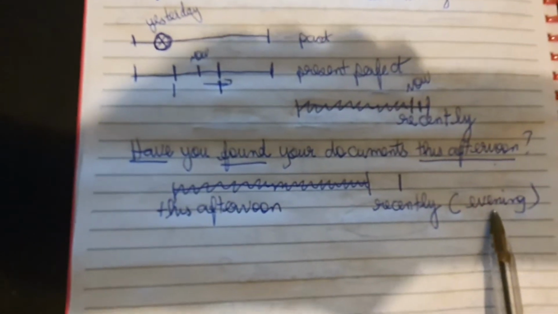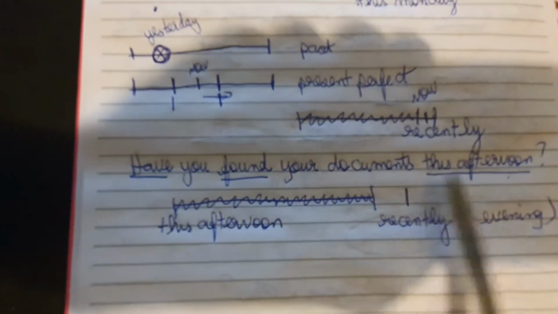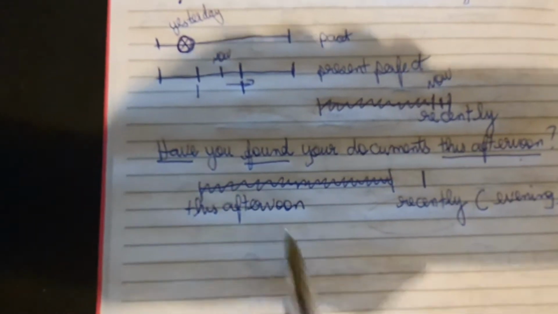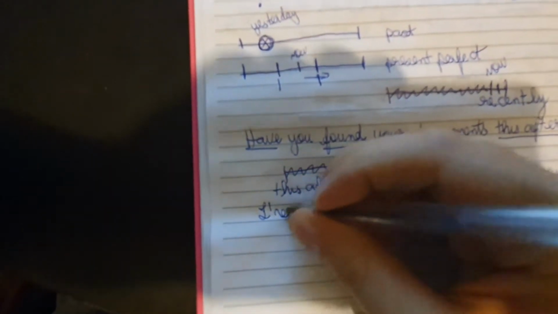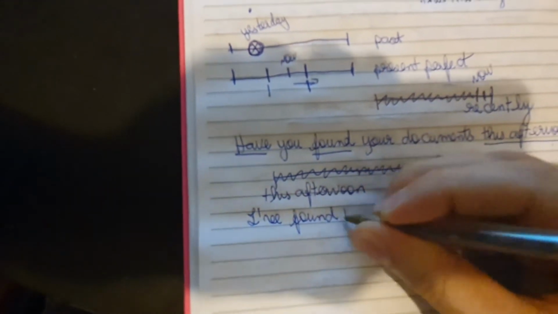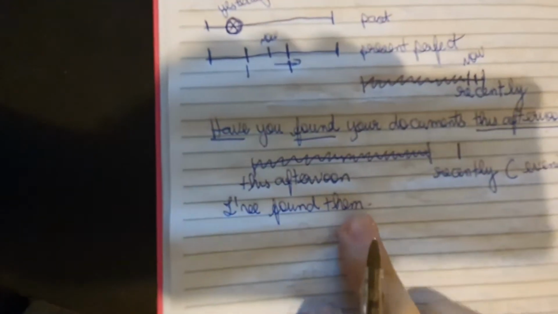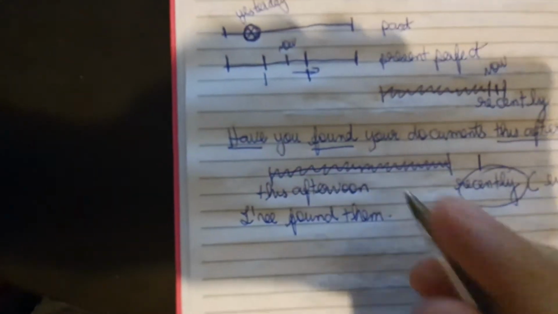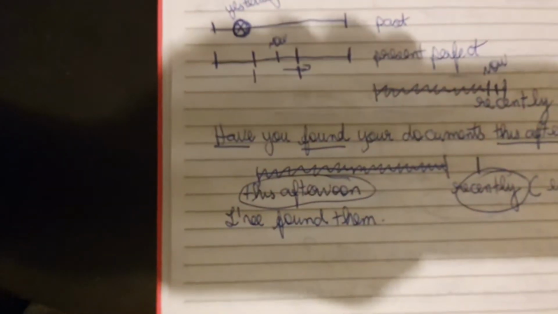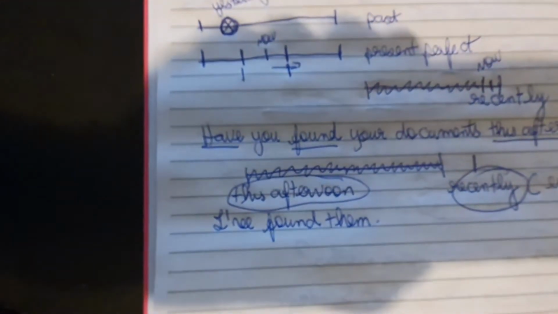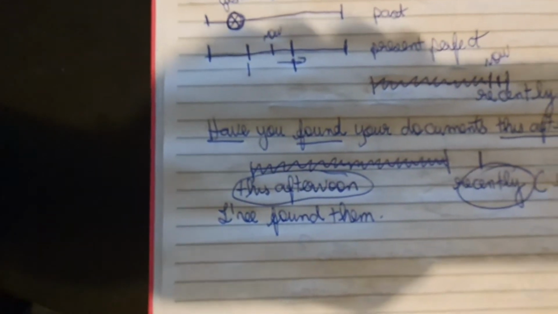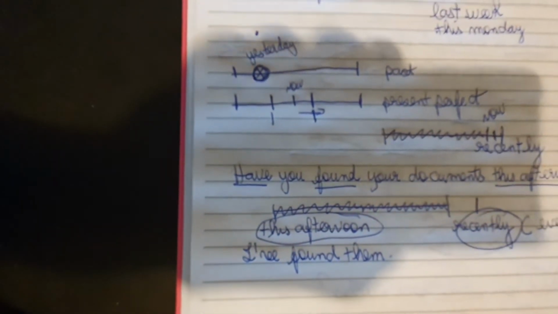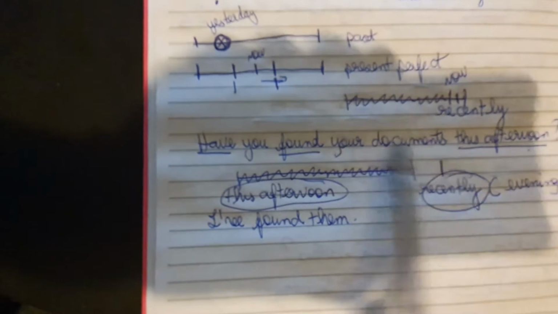Imagine somebody asking you, have you found your documents this afternoon? The person asks you this question in the evening. Yes, I have found them. I've found them. I found them recently. Sometime around this afternoon, not necessarily this afternoon. So it's different, right? When I ask a question in the present perfect, it has a connection with the present.